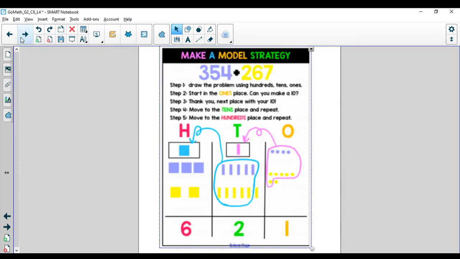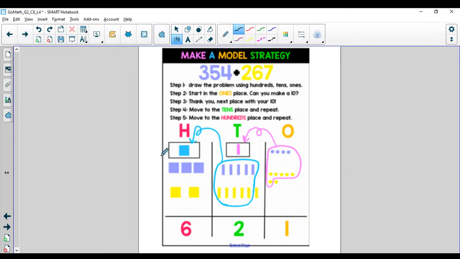If I have the number 354 plus 267, I can draw my problem out. You can see here on my screen that we used a periwinkle color to draw 1, 2, 3 hundreds, 1, 2, 3, 4, 5 tens, and 1, 2, 3, 4 ones. We then used the yellow to draw 2 hundreds, 6 tens, and 7 ones.